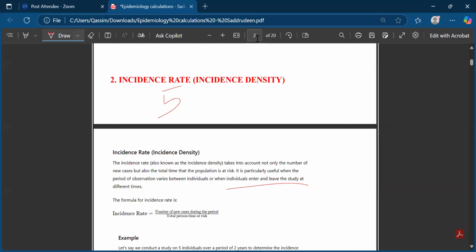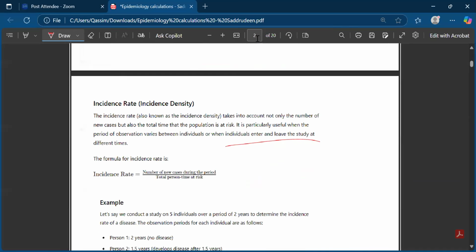You cannot use the cumulative incidence with people transferring, dropping out, or taking a retake. Here you have to use a different calculation. It's known as the incidence rate or the incidence density. I just take the number of new cases over the total person time at risk.